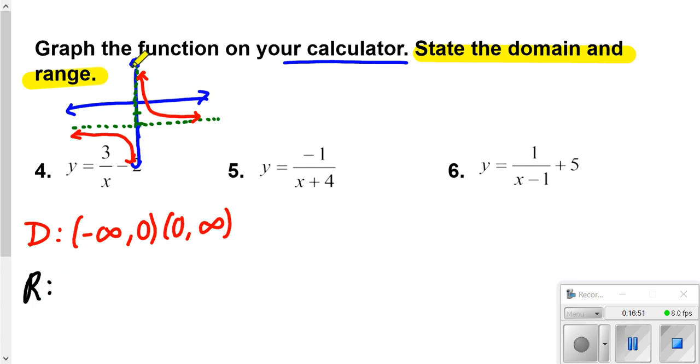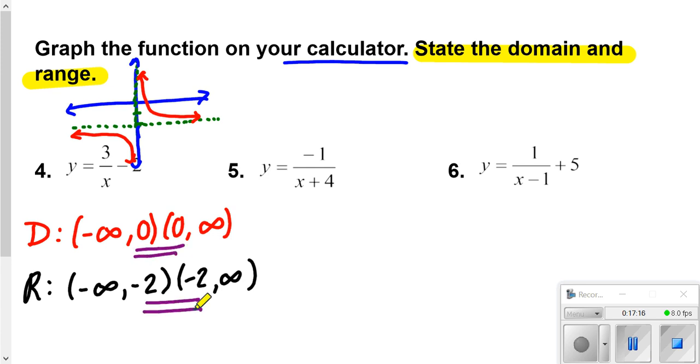If I look up and down, the place where there's a break in the graph is right here at -2 because of that asymptote. So I'm going to have a range of -infinity up till I get to -2. Then after -2, in the y direction, I still have more graph going up. So you could just notice that the asymptotes are where the domain and the range break.